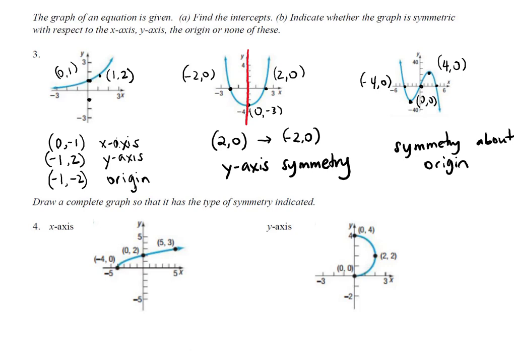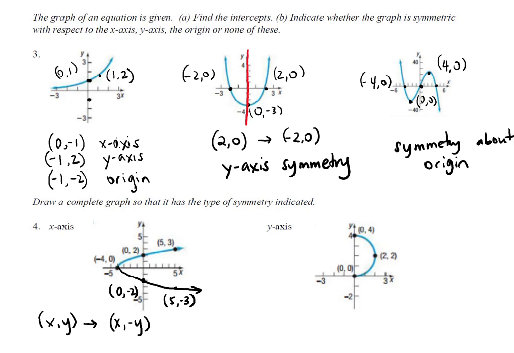Now looking at question number 4, it says draw a complete graph so that it has a type of symmetry indicated. It wants symmetry about the x-axis, meaning that for every point xy on the graph, there's also going to be x -y. And so if you look at that, 0, 2 is on the graph, we're looking for 0, -2. 5, 3 is on the graph, so I'm going to look for 5, -3. I'm going to go ahead and draw this in. And there we have x-axis symmetry.